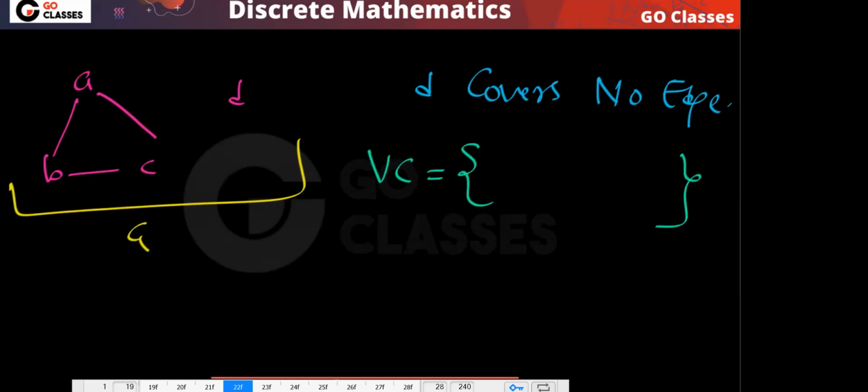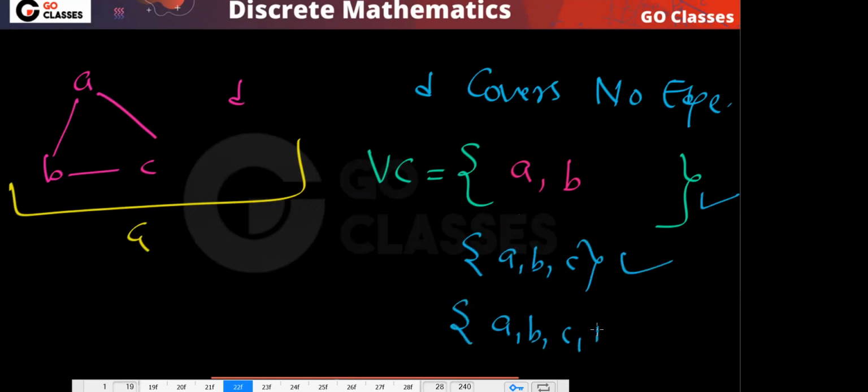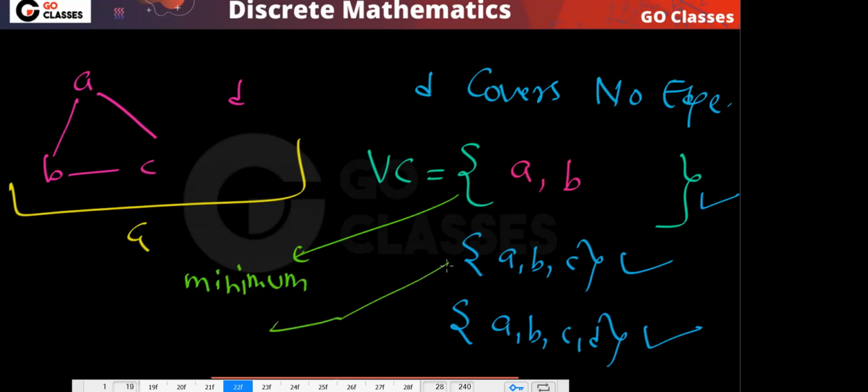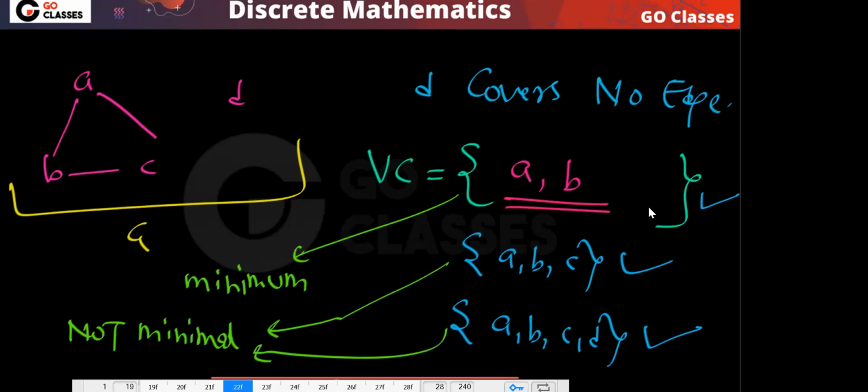Vertex cover means vertices which will cover all the edges in this graph. So you can notice this will be your minimum vertex cover. A, B, C, this will be your vertex cover. And A, B, C, D, this also will be your vertex cover. Which is minimum? Is this minimal? This is not minimal because you can remove something. And this is also not minimal. So this is the minimum vertex cover. Okay, yes or no? And D does not cover any edges.